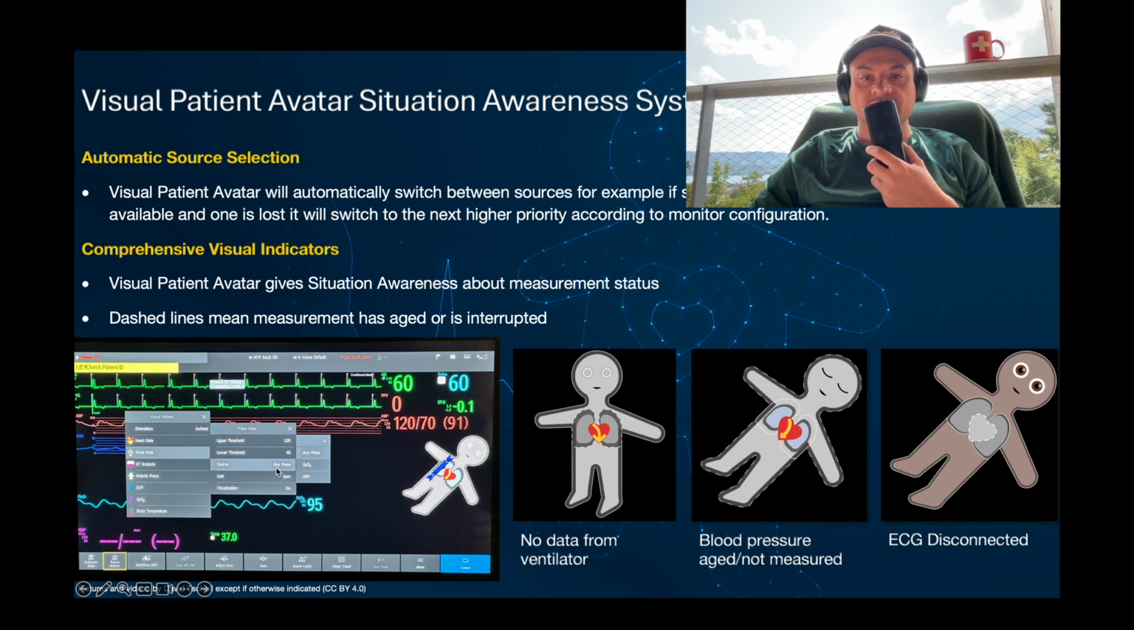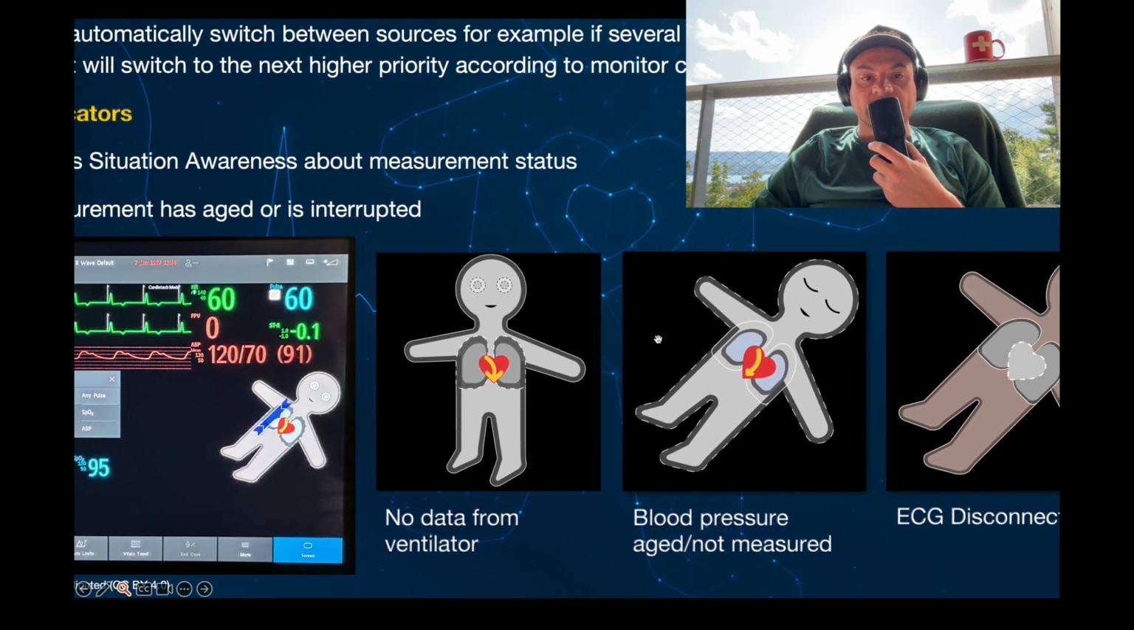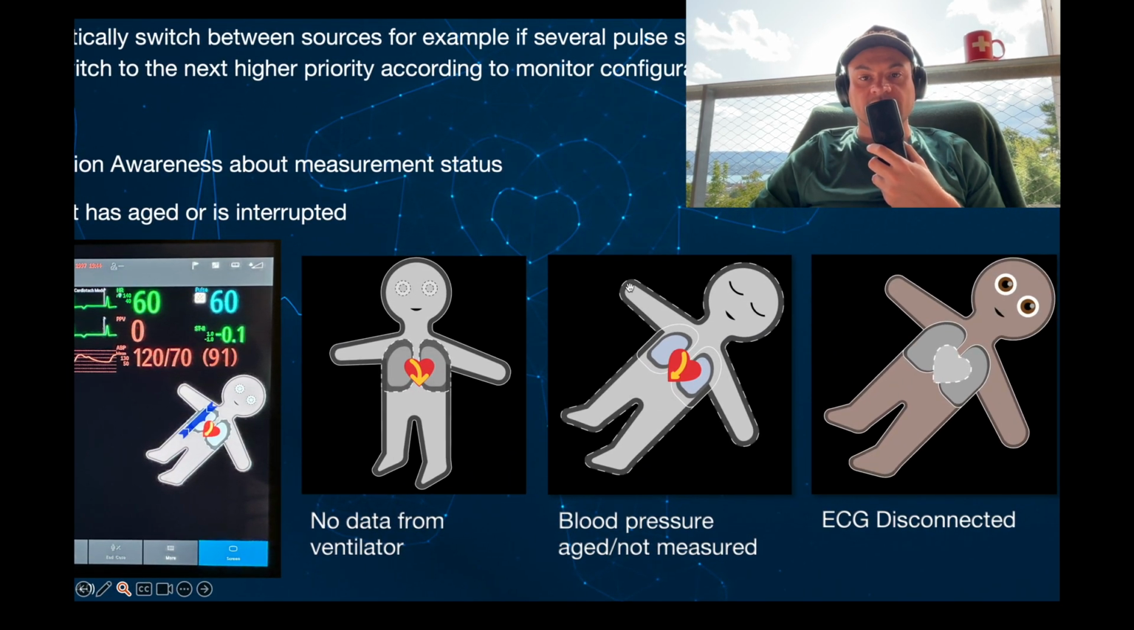The avatar constantly selects the best source available. It will switch between sources if, for example, several pulse sources are available and one is lost. For example, if the arterial line loses the pulse, then it will automatically switch to the pulse information from the SpO2 sensor. And it provides comprehensive visual indicators that will also show us when a measurement is not current, has aged, or is interrupted.